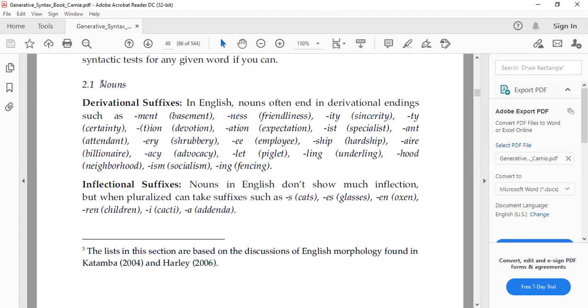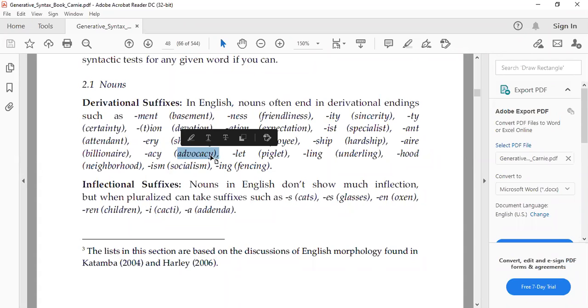Ness, it's friendliness, it's a noun. So these suffixes, it's very important to know these suffixes because it will make the process even easier. So you can determine the parts of speech of a word very easily. So these things help. If you notice that basement, even if you don't know the meaning of basement, you say it ends with ment, then you say, okay, it is a noun, because ment is a noun-forming suffix. You don't know the meaning of advocacy, you know that it is a noun because it ends with ACY.